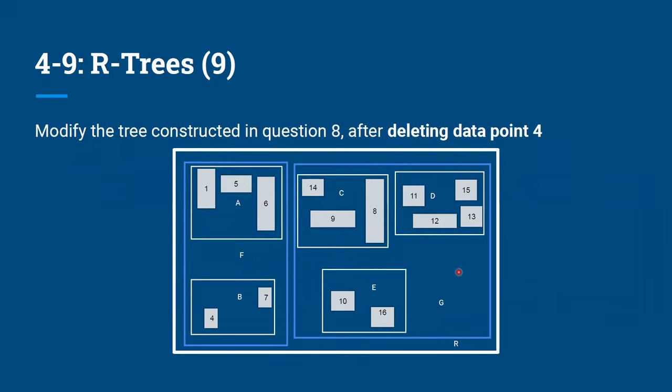Going further, the R-tree we have just constructed in question 8, we now want to delete point 4. Once we delete that, what would happen? Would we need any sort of adjustments? Let's see. Here we've got the 4. Once we delete this 4, do you remember what just happened?